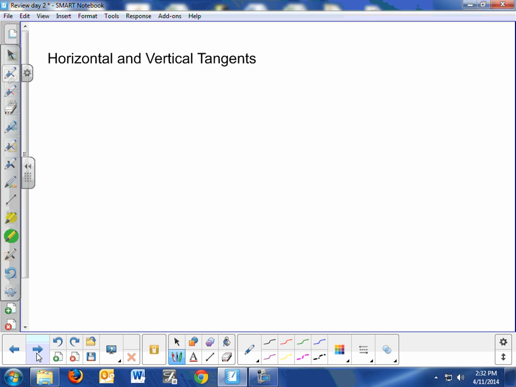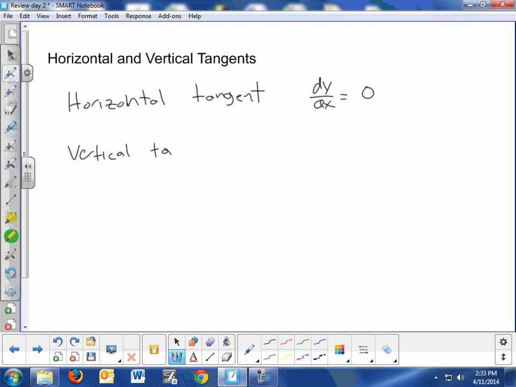Horizontal and vertical tangents. A horizontal tangent is when your slope is equal to what? Exactly. Vertical tangent is when what? Your slope is undefined.